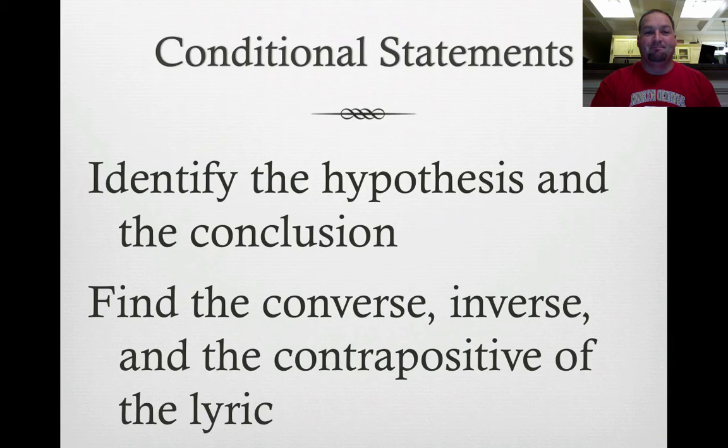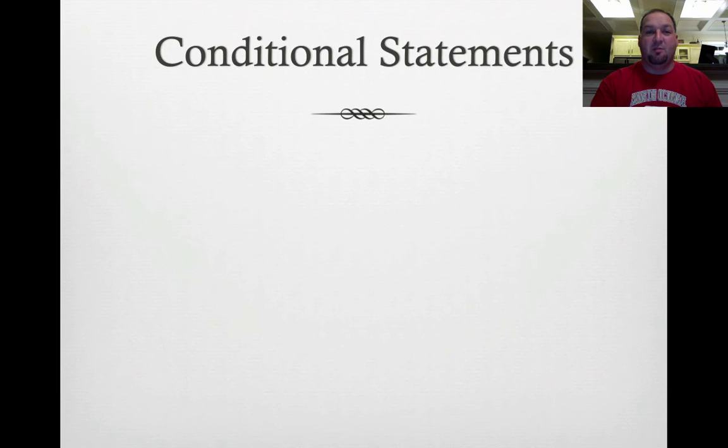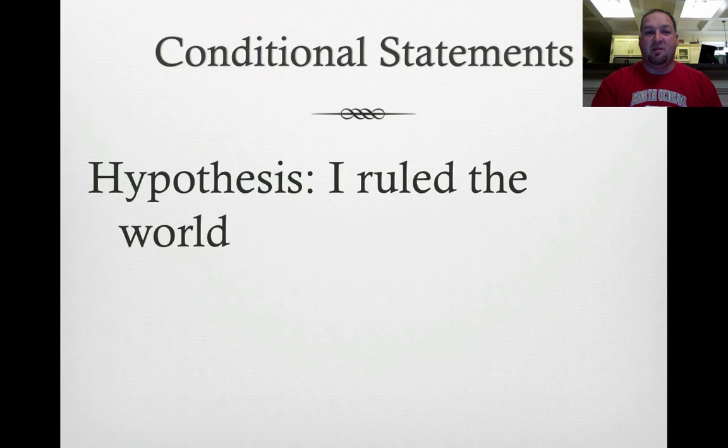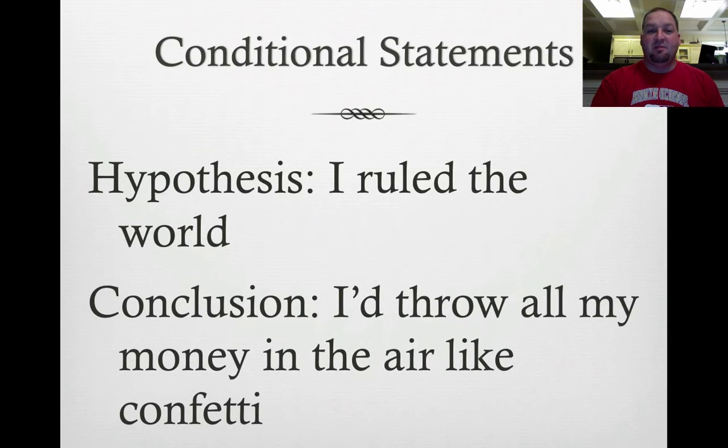Okay, we're back. Now we're going to identify the parts of the Big Time Rush lyric. The hypothesis is I rule the world. It came after the if. And after the then, we say I throw all my money in the air like confetti. Actually, I wouldn't. I'd keep it in my pocket.